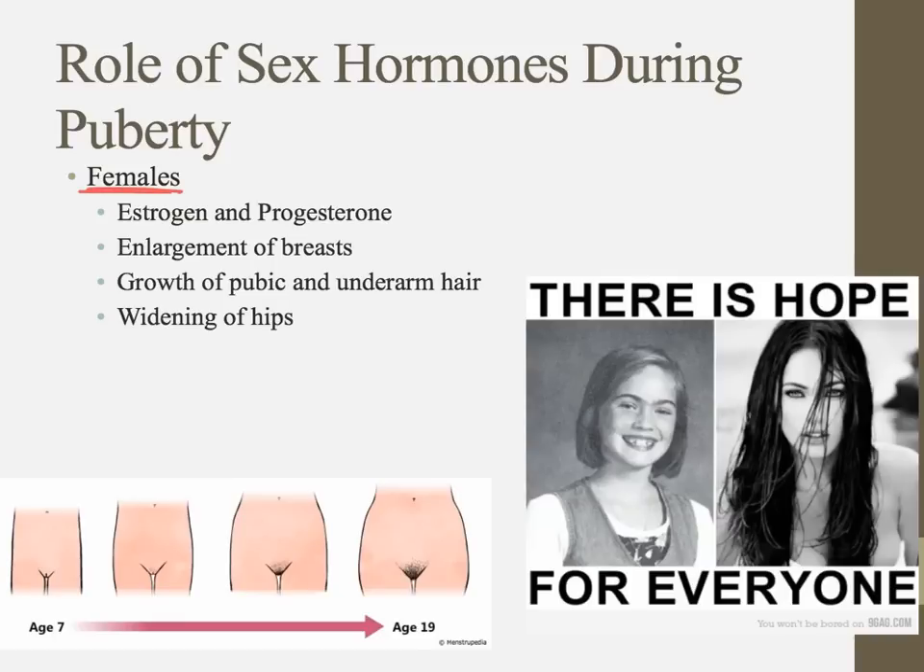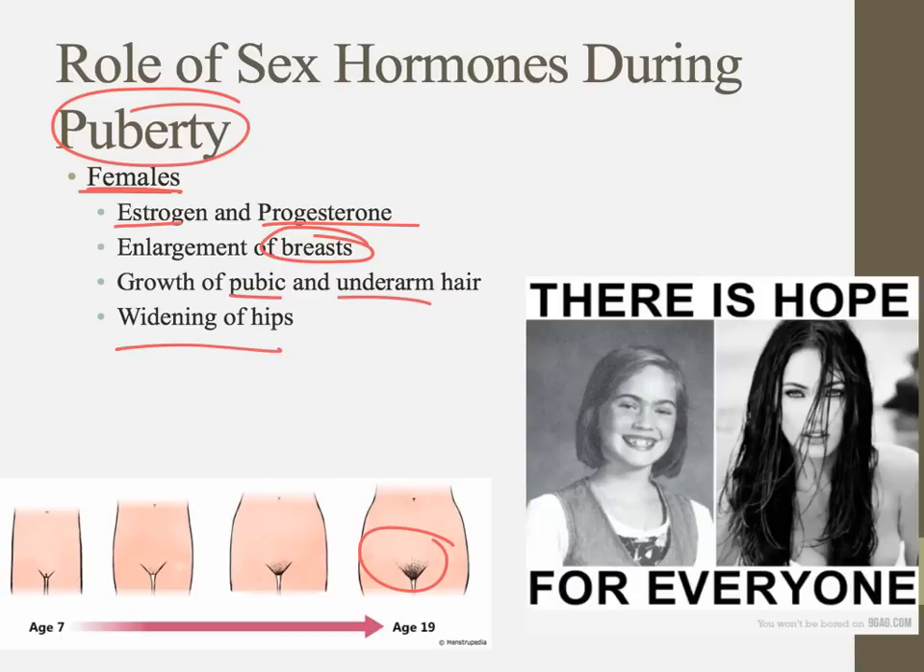Females, on the other hand, during puberty are mainly under the influence of estrogen and progesterone. And that's going to cause the enlargement of the breast tissue, the growth of pubic hair, the growth of underarm hair, and the widening of the hips. You're going to notice that as women go through puberty, their hips become wider. That's because they're getting ready for childbirth and need to develop a larger pelvic area to facilitate the birthing process.